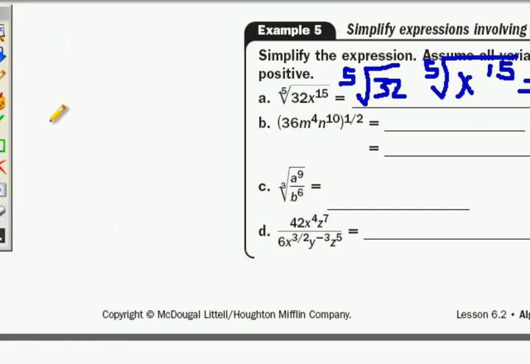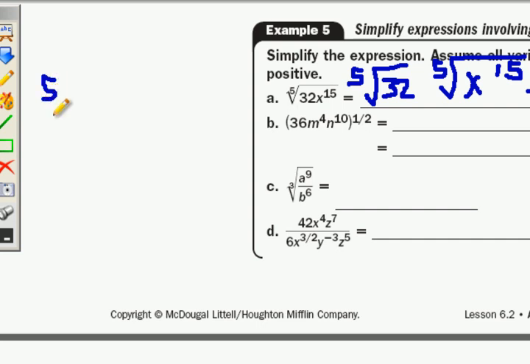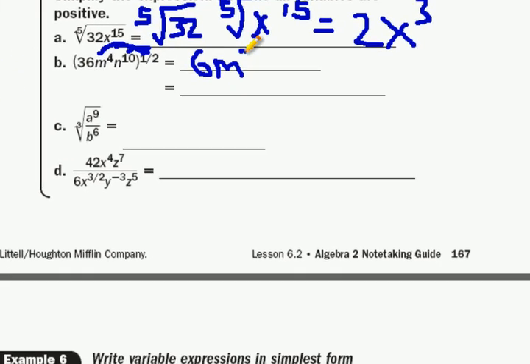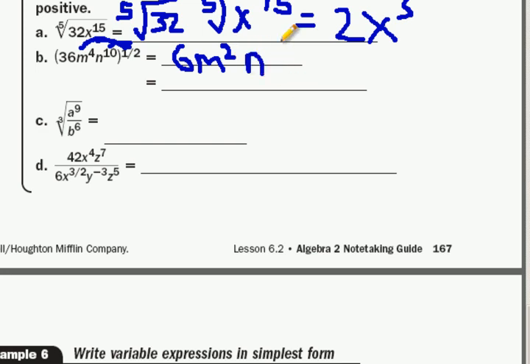Another way to think about it is if I called it the 5th root of x to the 5th times the 5th root of x to the 5th times the 5th root of x to the 5th. Let's take a look at part B here. If I take the square root of all these things, this is 6 squared, so I have 6 m squared n to the 5th power. And so maybe you can see that one.